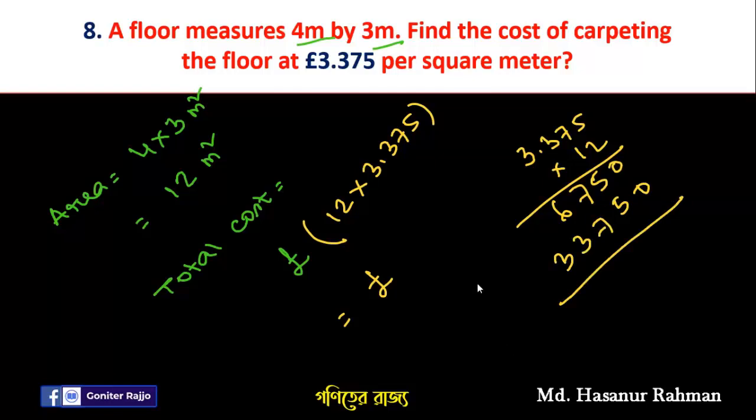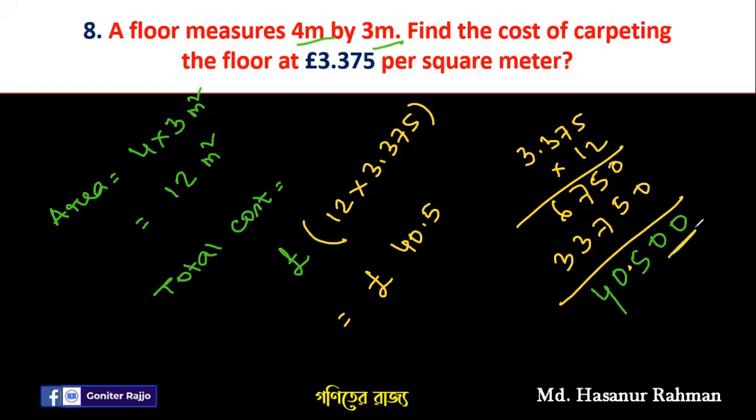Now we have to add. 0 plus 0, 0, 5 plus 5, 0, 1 will be added on next column. Then it will be 15, 1 will be added. So 10, 1 will be added. So 4, 0, 5, 0, 0. And we have a point before 3 digits. So at last, when we write the answer, we have to put this point before 3 digits. So pound 40.5 will be our final answer.